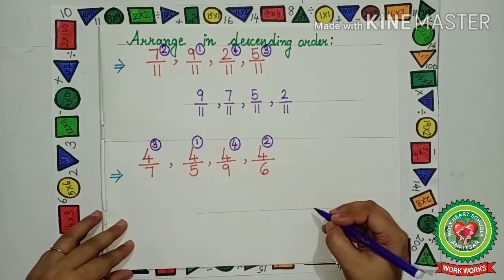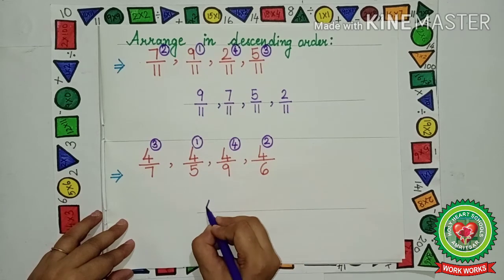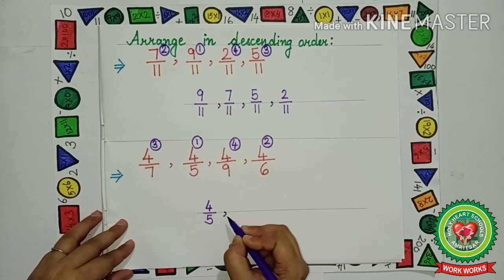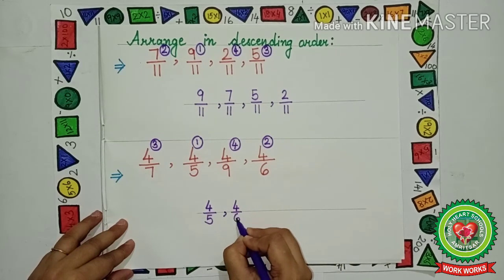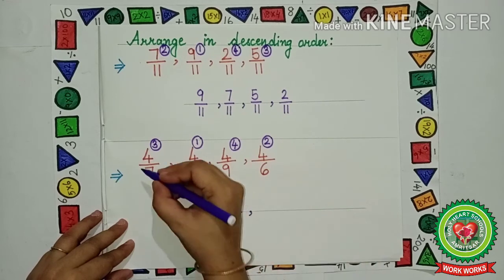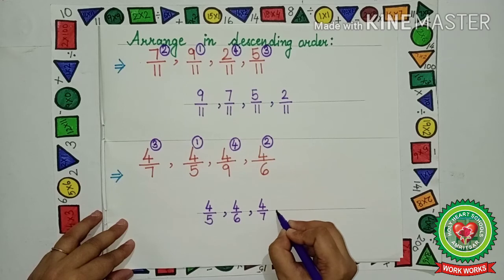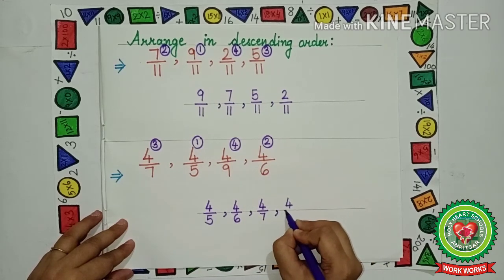So let us arrange in descending order. First one will be 4 upon 5. Then 4 upon 6. Then 4 upon 7. And the last one in the order is 4 upon 9.